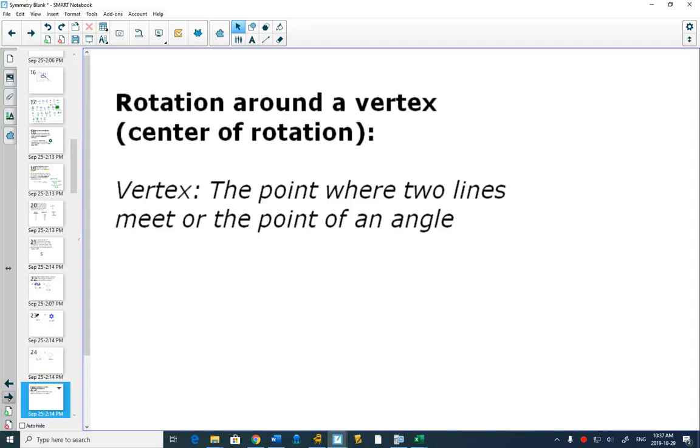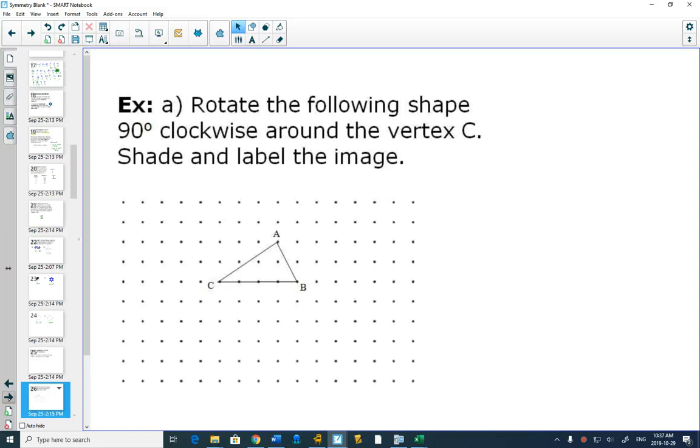Rotation around a vertex or center of rotation. So we want to rotate the following shape 90 degrees around the vertex C. For this one, you're going to find it's really helpful if you take a piece of loose leaf, and draw it out on your loose leaf.